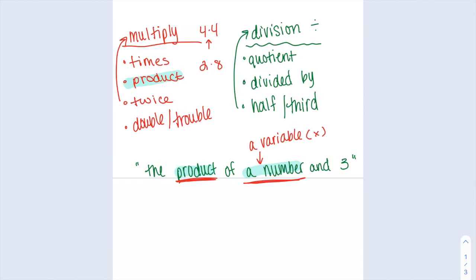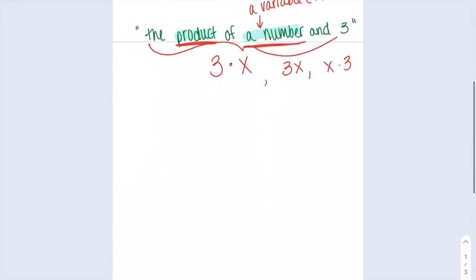I'm going to write 3 times x. I am multiplying 3 and x. Another way to write this would be 3x, or x times 3. All of these things are a product of a number and 3. It is 3 being multiplied by some number, which we called x.